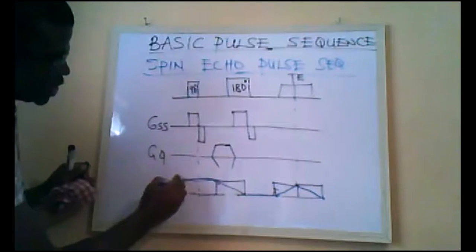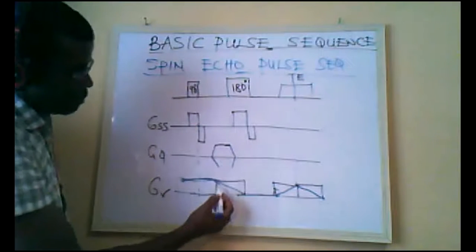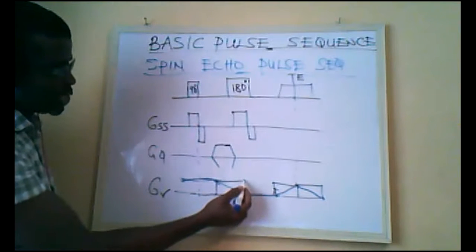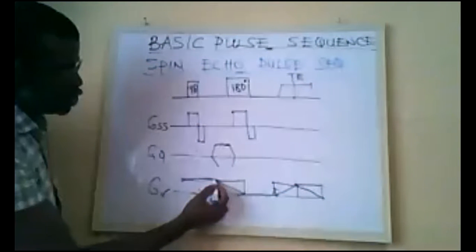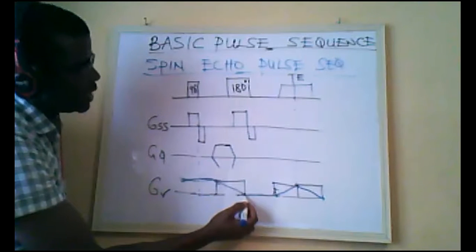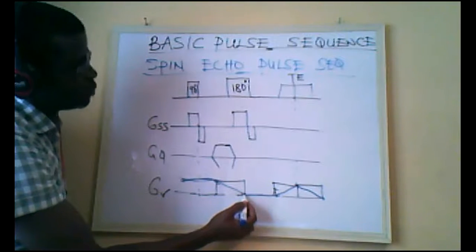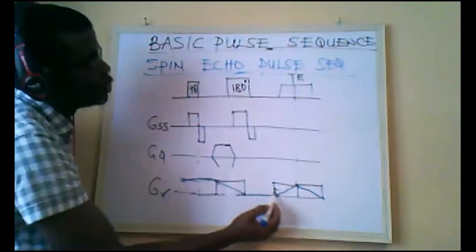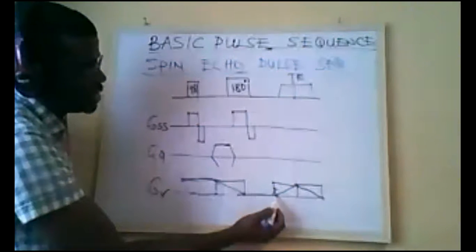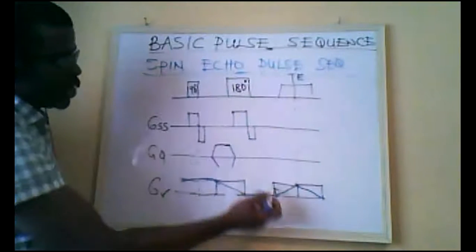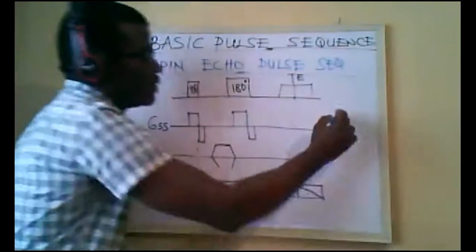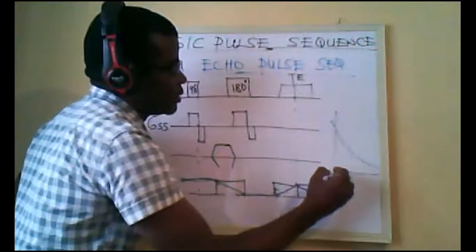So after application of a 90 degree pulse, we have a maximum signal here. But because of the application of this gradient, it is going to gradually come to zero. As long as this thing is active, it is still going to continue being zero until the time of echo. The first half of the time of echo is when something would have grown to its maximum value. Remember our curve here.